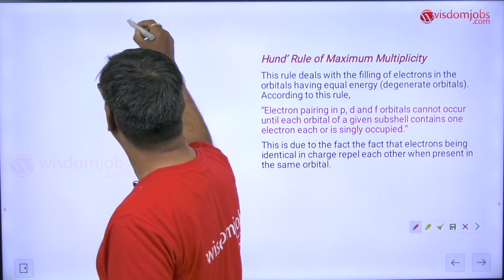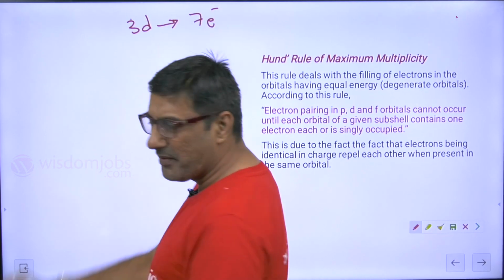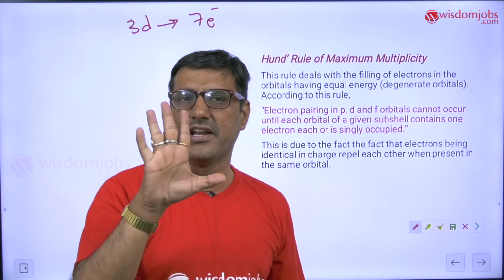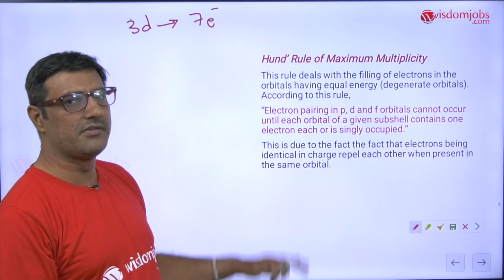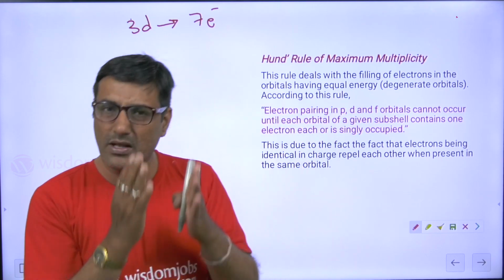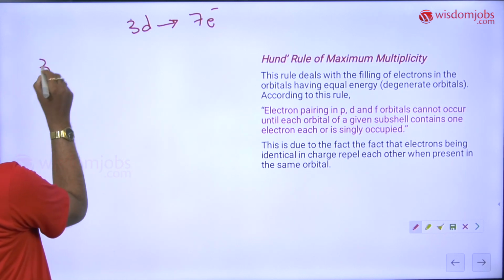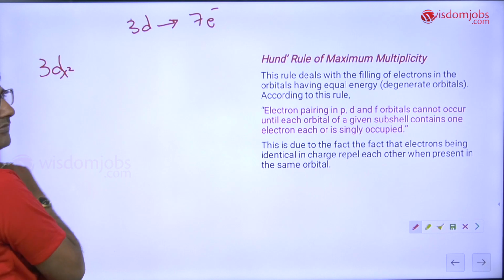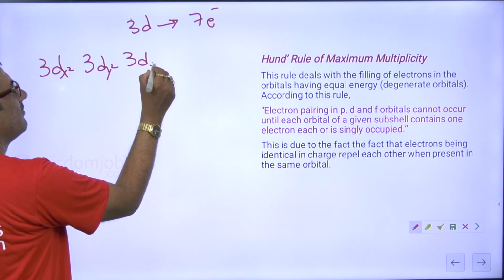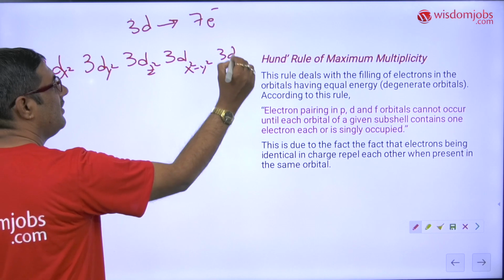So if I am filling the 3d orbital with, let me say, 7 electrons, how many d orbitals are possible? The d orbitals possible are 5 in number. Why? Because the d orbitals can be dxy, dyz, dzx, dx²−y², and dz². Okay, so I'll write the orbital names: 3dxy, 3dyz, 3dzx, 3dx²−y², and 3dz².